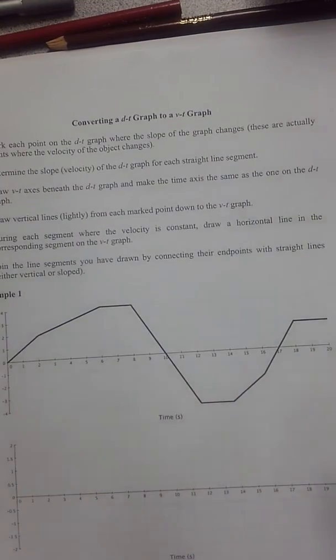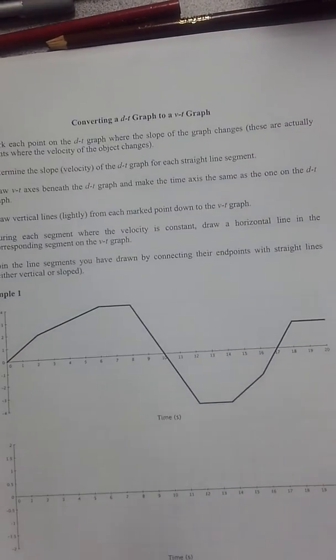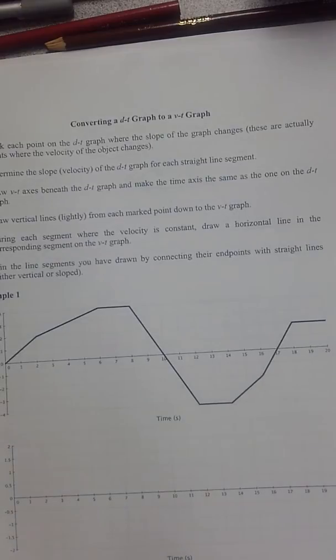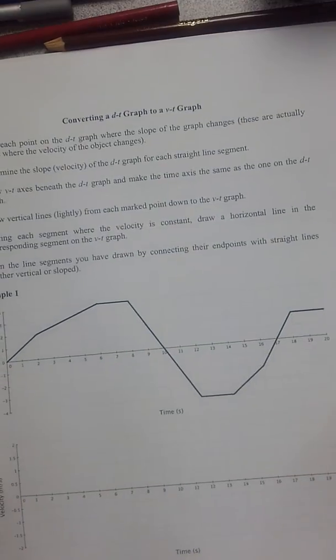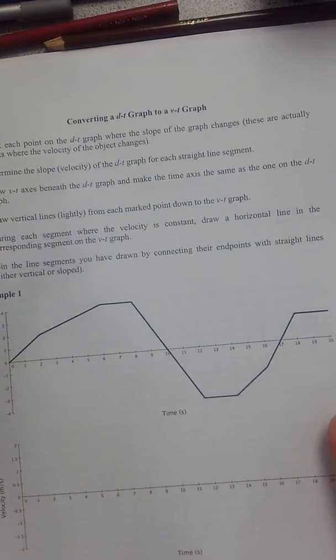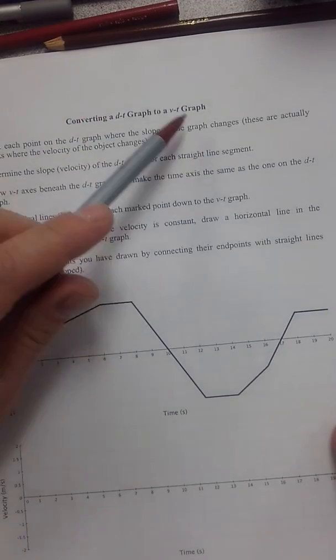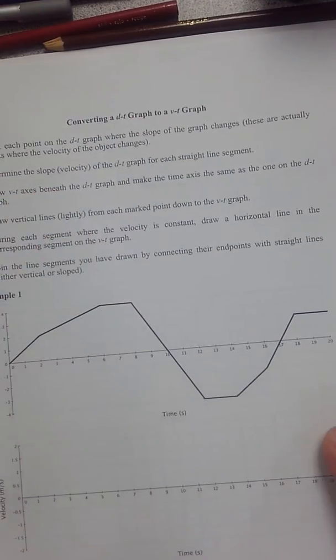All right, it's me again, ready to make you another video to show you the process of converting graphs from one form to another. So for this very first example, we're going to be using a position versus time graph, and we're going to convert that to a velocity versus time graph. And it's super easy because you remember what I said, it's all about the slope.